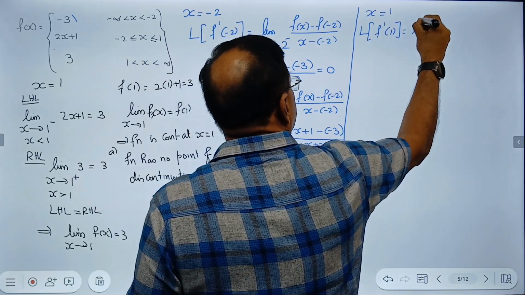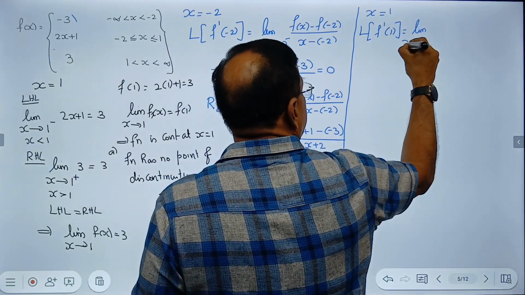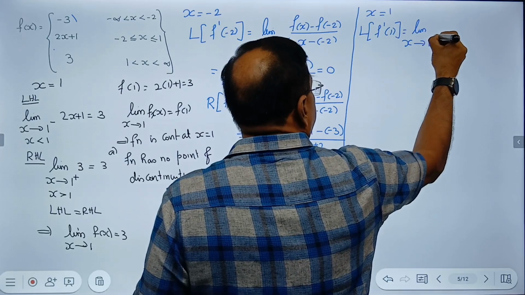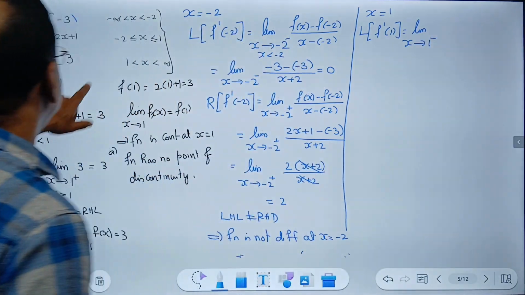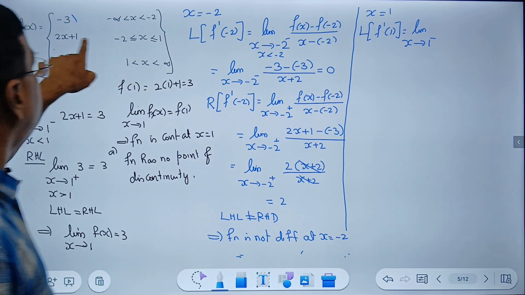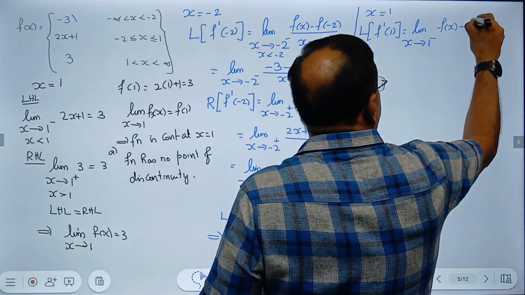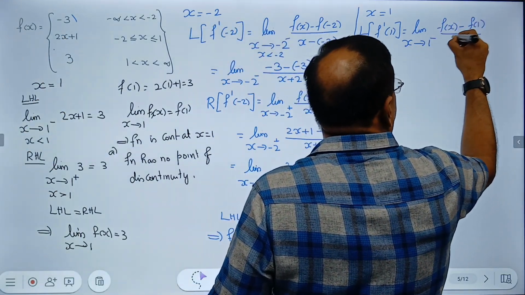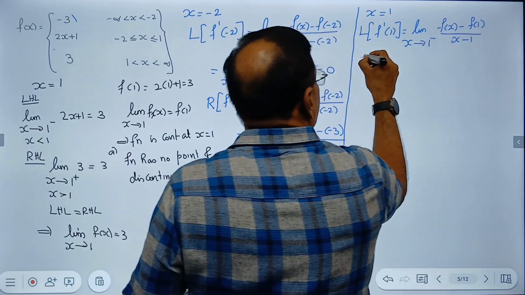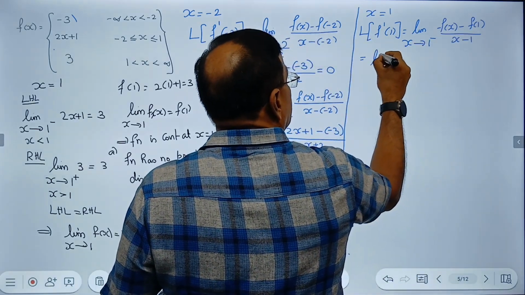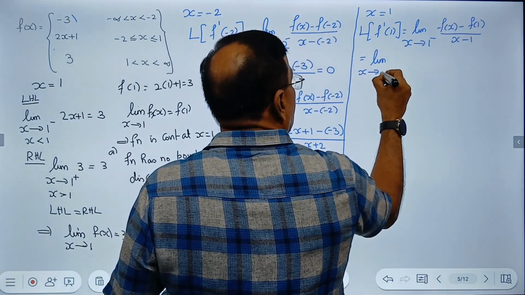Let's go slowly. Limit x approaches 1 minus. 1 minus means less than 1. Less than 1 means what is the function? Okay, I'll just write the function first. f of x minus f of 1 by x minus 1, which is limit x approaches 1 minus.